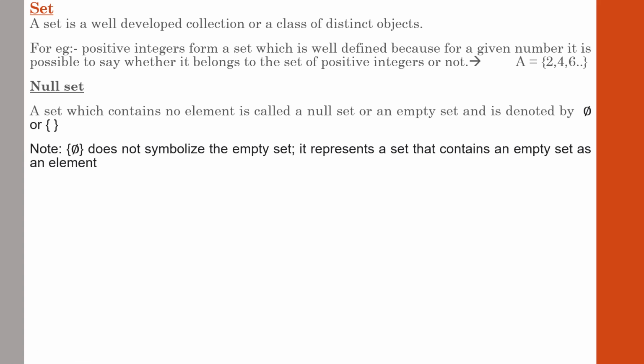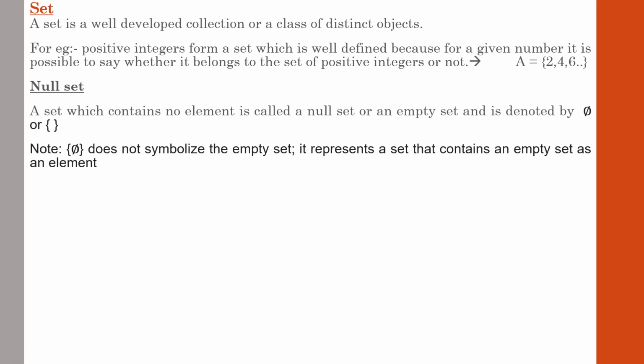I hope you are getting the point. Earlier I mentioned that if you are using this sign or brackets alone, it means null set. But sometimes during the problem you will get a clear picture. Sometimes you need to represent a set within which there is nothing. A set within which there is nothing. In that case you need to represent it like this.